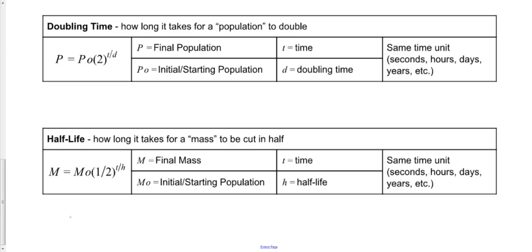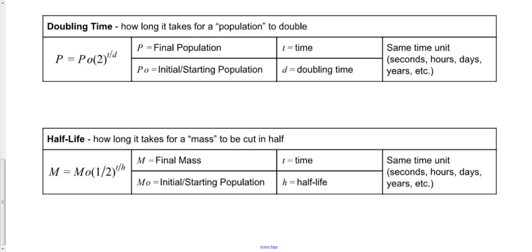The special variations on simple increase and simple decrease formulas for exponents are doubling time and half-life. Doubling time is a measure of how long it takes a population to double, or increase by 100%. In this case, the formula is P equals P0 times 2 to the exponent T divided by D.